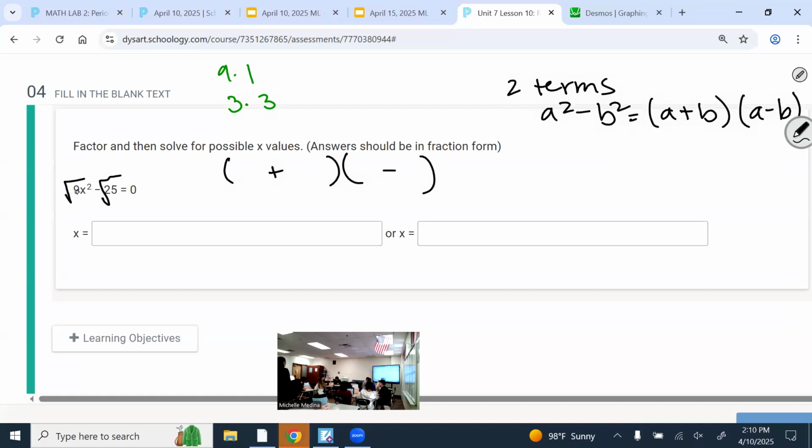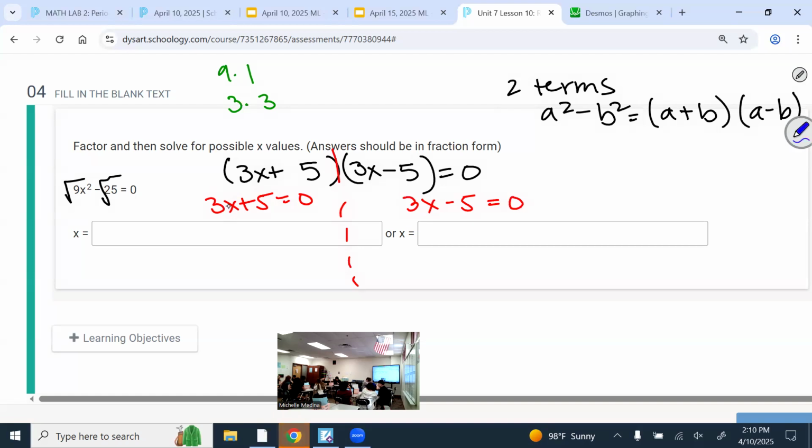So what's the square root of 9x squared? 3x. Right, square root of 9 is 3, square root of x squared is x. And what's the square root of 25? So 5 here and 5 there. But again, one of them could have a plus, one of them could have a minus. Now this is the factored form. If I want to figure out what x has to be to make it true, I need to set each factor equal to 0 and solve for x separately.